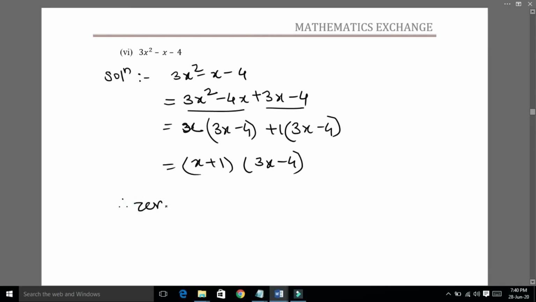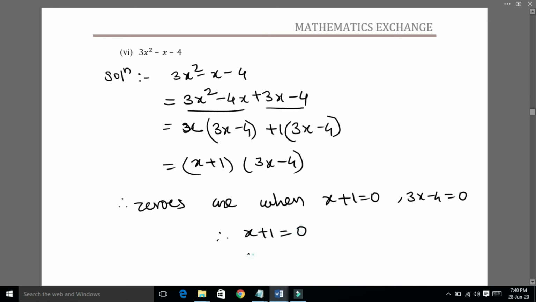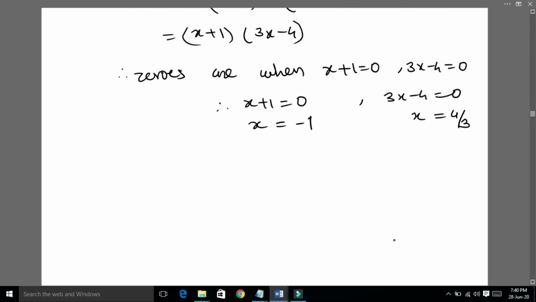Therefore zeros are when x + 1 = 0 and 3x − 4 = 0. So x + 1 = 0 gives x = −1, and 3x − 4 = 0 gives x = 4/3. So the zeros are −1 and 4/3. Therefore zeros of 3x² − x − 4 are −1 and 4/3.